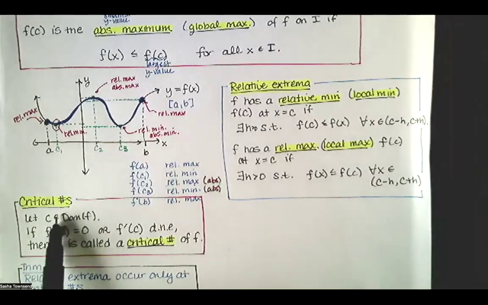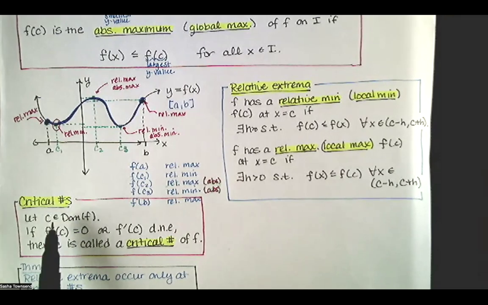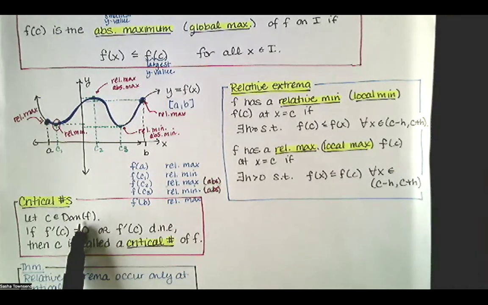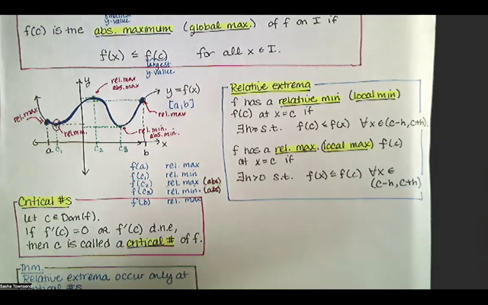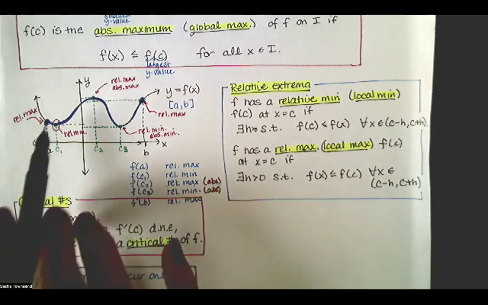Critical numbers are defined in this way. First of all, they have to be in the domain of your function. If that function has a derivative of 0 at c, or f prime of c is undefined, then we call c a critical number of the function f. So critical numbers are all the points where the slope is either 0 or where the derivative is undefined.